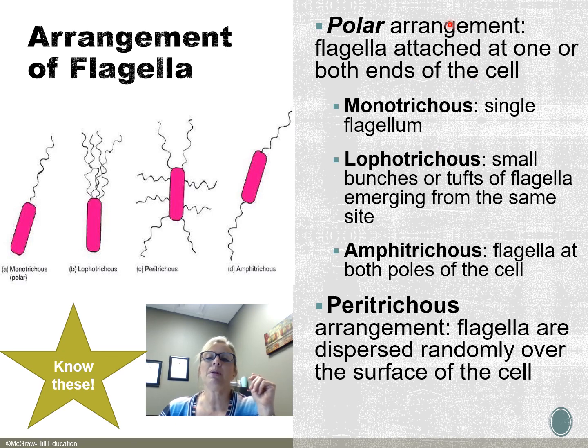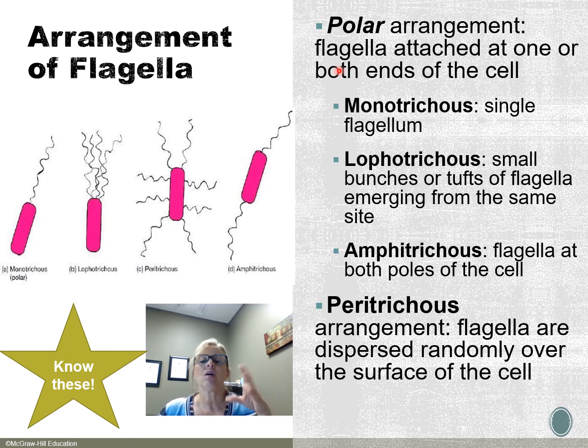And then lastly, you can be peritrichous, okay? Peritrichous is where the flagella are kind of dispersed randomly all around. Peri means around, and so all around the cell here, okay? So motility is important because this is one thing that we can use to identify pathogens. Pathogens are those bacteria that make us sick.